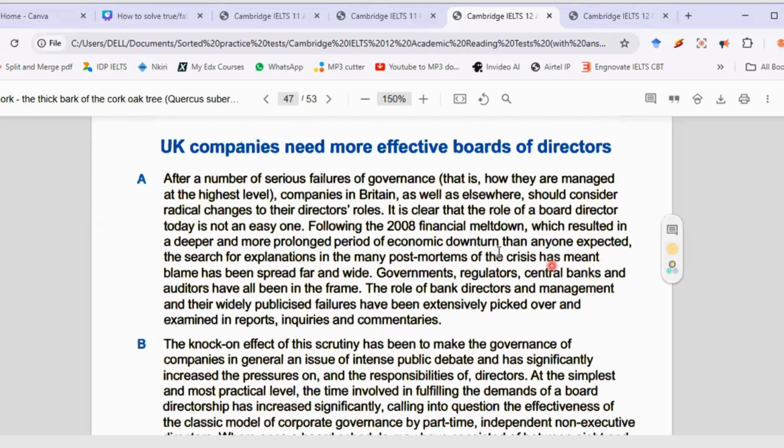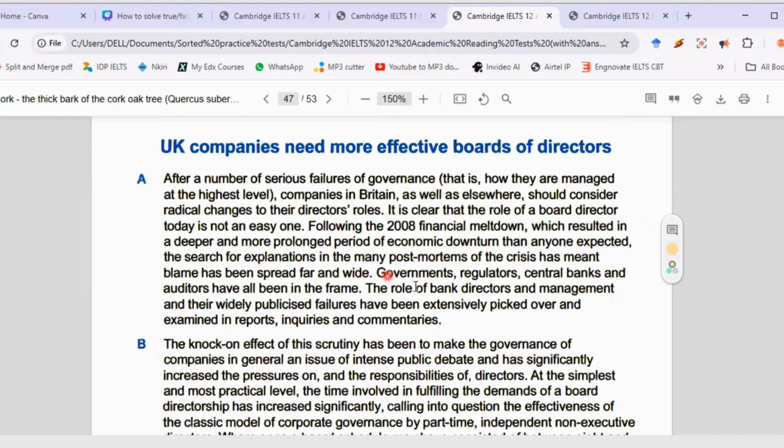What crisis are they referring to? 2008 financial meltdown. Following the 2008 financial meltdown, which has resulted in a deeper and more prolonged period of economic downturn than anyone predicted and anyone expected, the search for explanation in the many postmortems of the crisis has meant blame has been spread far and wide.